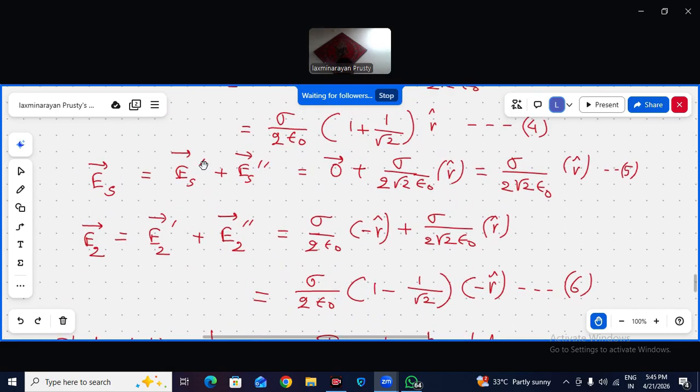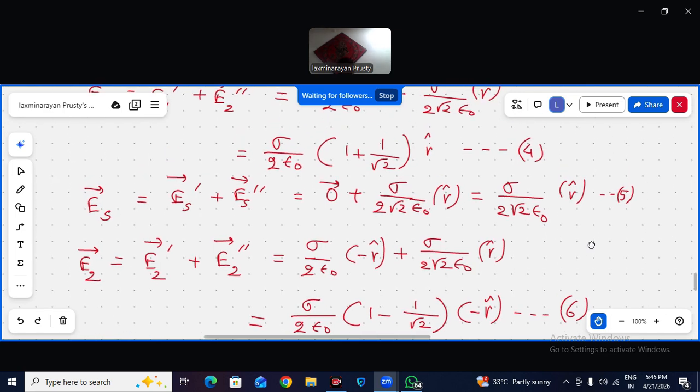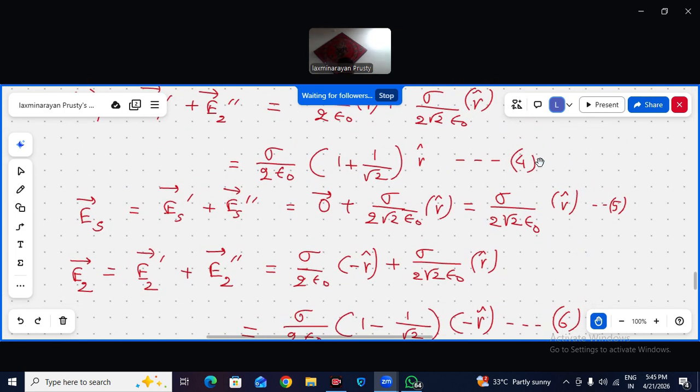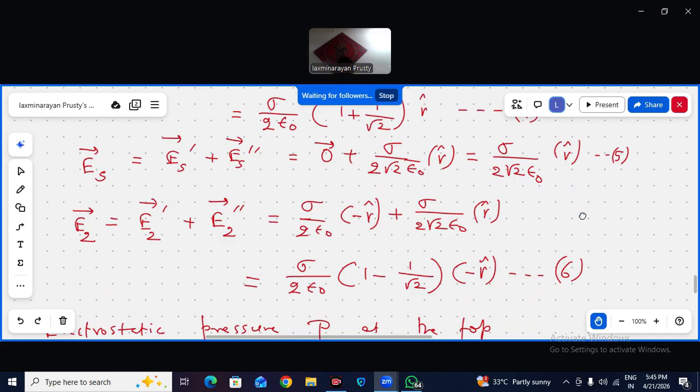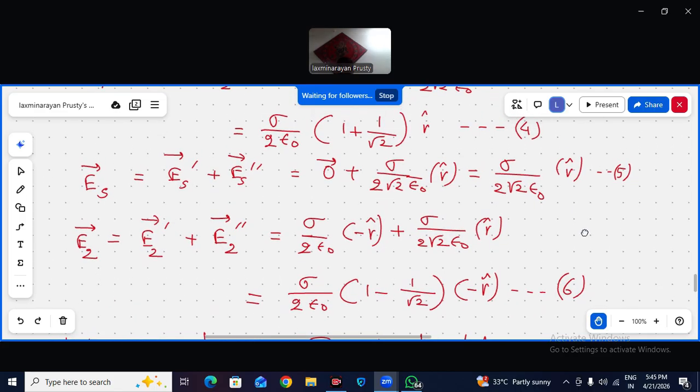ES कितना होगा, ES single dash, ES dash is 0, ES double dash is sigma by 2 root 2 epsilon naught r cap. So that is sigma by 2 root 2 epsilon naught r cap. You can cross check that. The arithmetic mean of 4 and 6, that is E1 and E2, will give you the ES also. Okay? Am I clear?